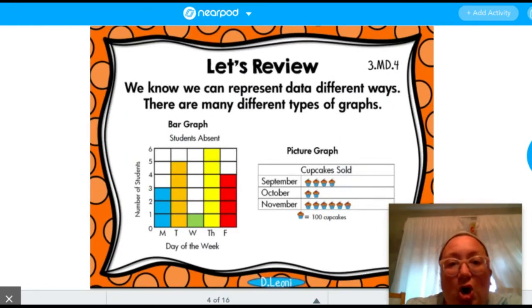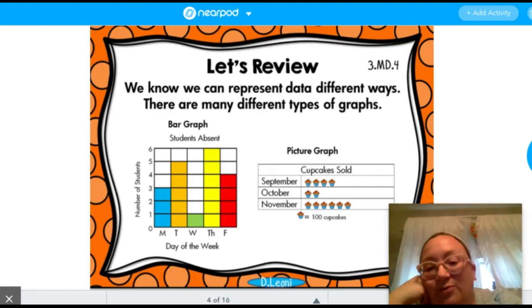All right, guys. So we are going to do a quick review. So we have different ways to represent data. Here's a bar graph, which we're very familiar with, where we have the days of the week, how many students were absent. So notice how we use the title and we use the labels on the axes here to help us understand what this information means, because right now it just looks like a bunch of colorful boxes. But if we notice at the bottom is days of the week, so I can say on Monday, how many students were absent? 3 students were absent, okay? On Thursday, how many students were absent? 6 students were absent.